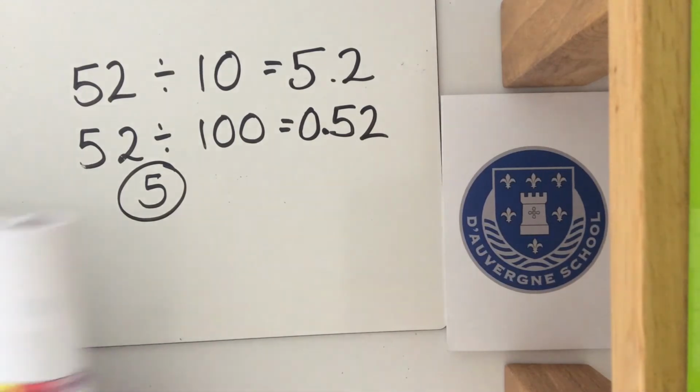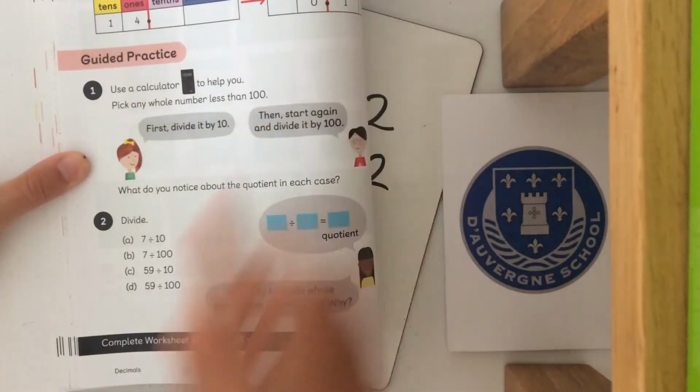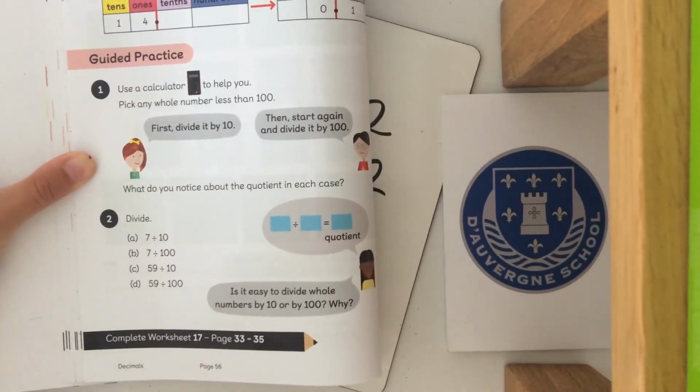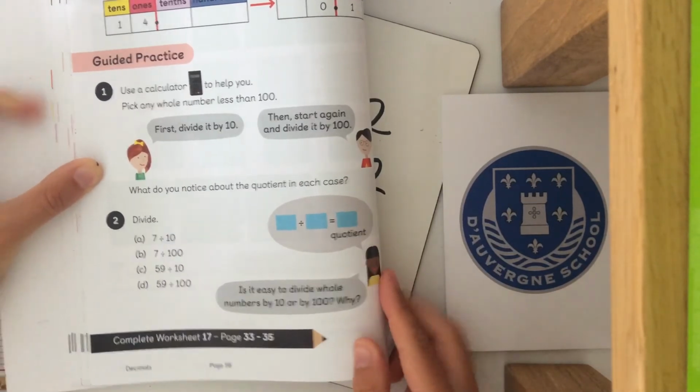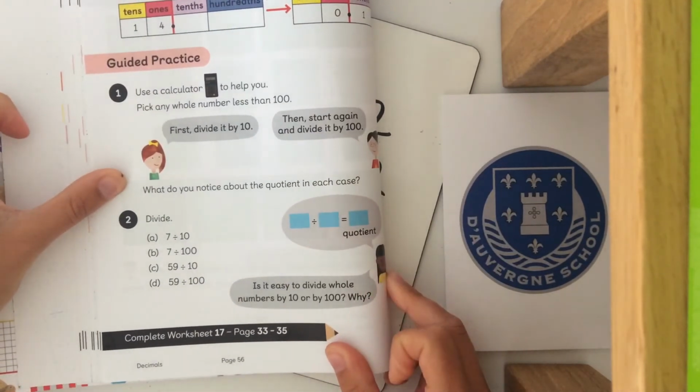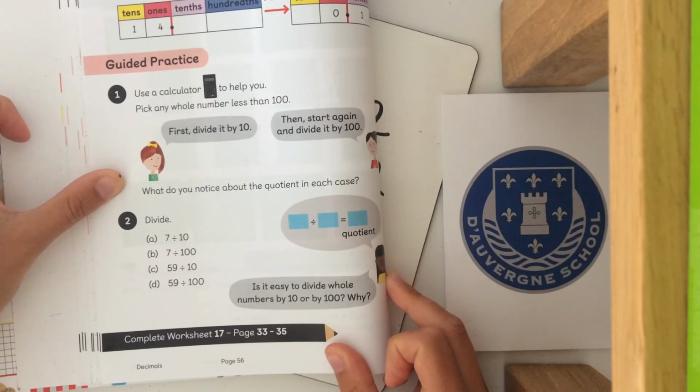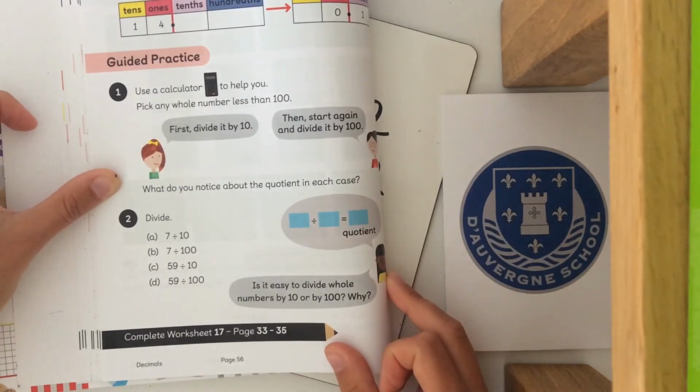Okay, and we have section number 2 that says divide: 7 divided by 10, 7 divided by 100, 59 divided by 10, 59 divided by 100. Okay, pause video now, give that a go, and we can come back together for the answers.